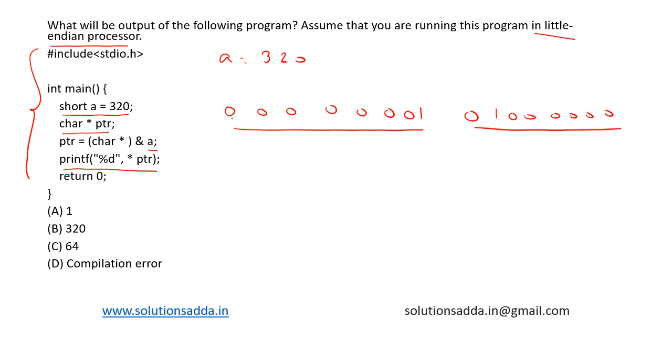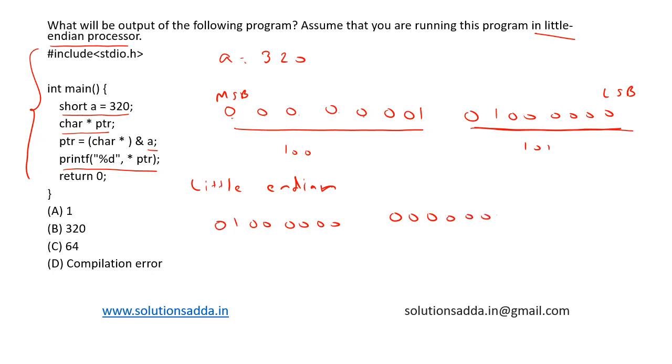This is the usual representation. Suppose this is at starting address 100, this would be at 101. This is LSB and this is MSB. But in little endian byte order, what happens is the LSB byte would be placed first. So we'll be having a format like this: 01000000 followed by 00000001.